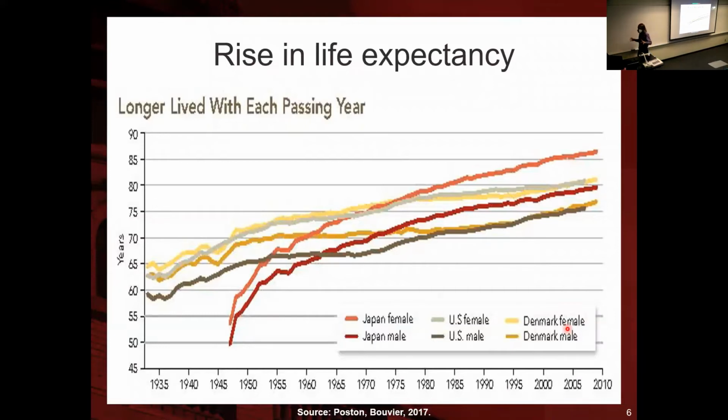And here is just to focus on some examples of developed countries. Japan in red, US in gray, and Denmark in light and dark yellow there. So we see increases over time, and Japan starting lower, and right after World War II, increasing a lot and passing the 2 countries, and always women living longer than men in Japan, in Denmark, and in the US, okay?